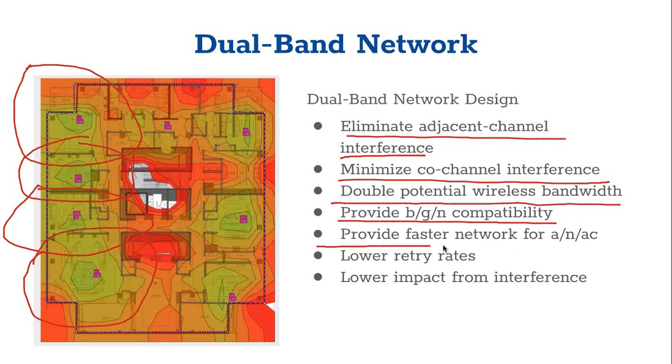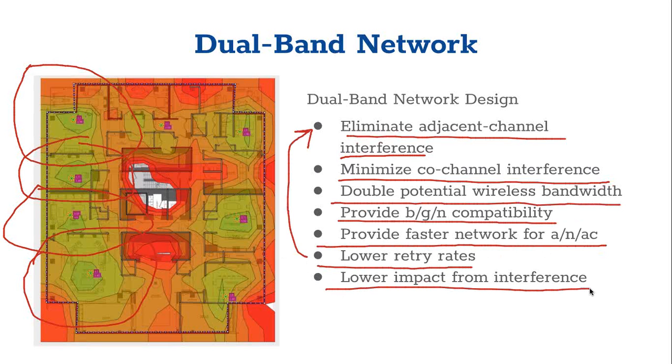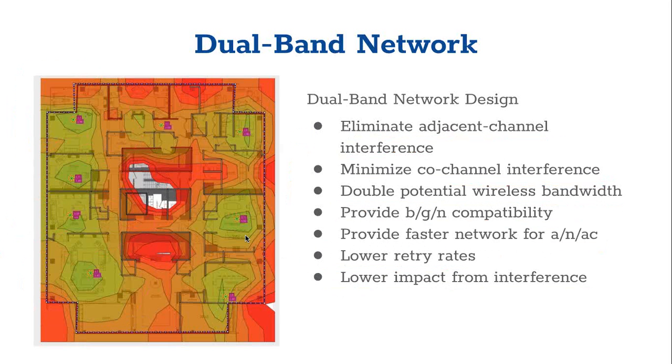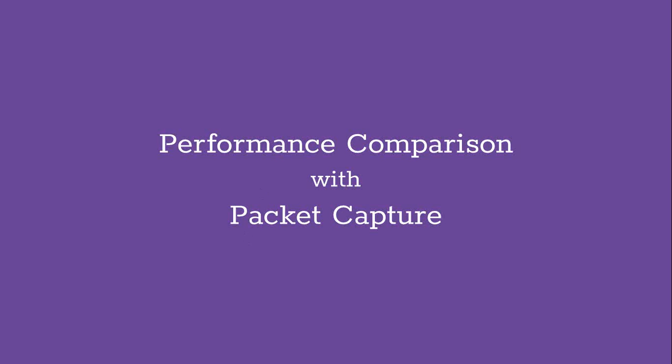Whereas the faster 5 gigahertz devices that support 802.11a and 802.11ac are going to have a much faster network to connect to. We're going to see lower retry rates because we have eliminated adjacent channel interference, and we are going to overall have a lower impact from interference from other devices. So that is an example of how a good, well-designed network is going to provide us with all of these advantages in both the 2.4 and the 5 gigahertz bands. Okay, so what I want to do now is take a look at the differences between 2.4 and 5 gigahertz.